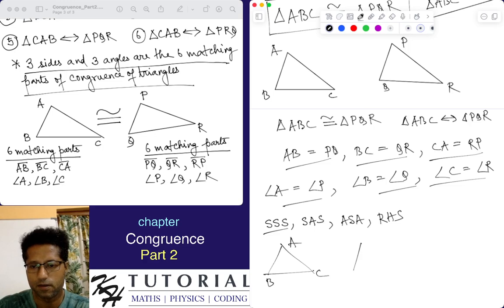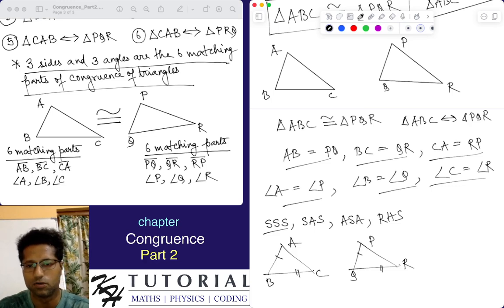Let's say I have the triangle PQR. Let's say I am trying to match whether AB is equal to PQ and BC is equal to QR, and also the included angle between the sides, that is angle B for triangle ABC and angle Q for triangle PQR. So this means two sides and the included angle.